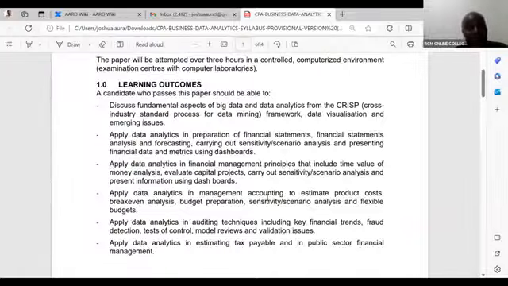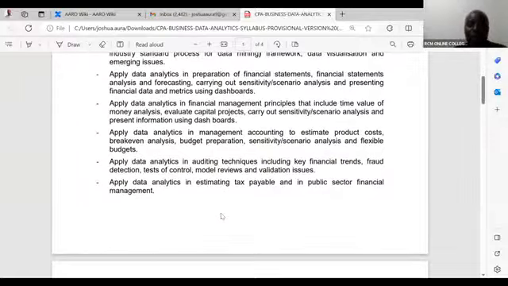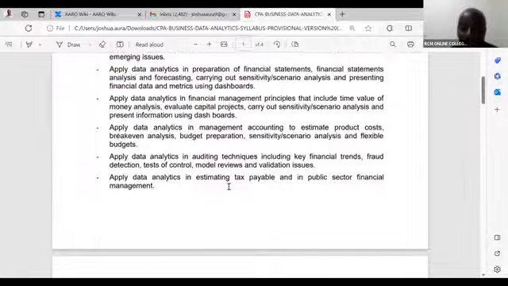Apply data analytics in management accounting to estimate product costs, break-even analysis, budget preparation, sensitivity scenario analysis, and the flexible budgets. Apply data analytics in auditing techniques, including key financial trends, fraud detection, test of control, model reviews, and validation issues. Ladies and gentlemen, we have learning outcome number 5. Apply data analytics in estimating tax payable and in public sector financial management. So public sector financial management, we shall be looking at basically the budgeting, variance analysis, etc.